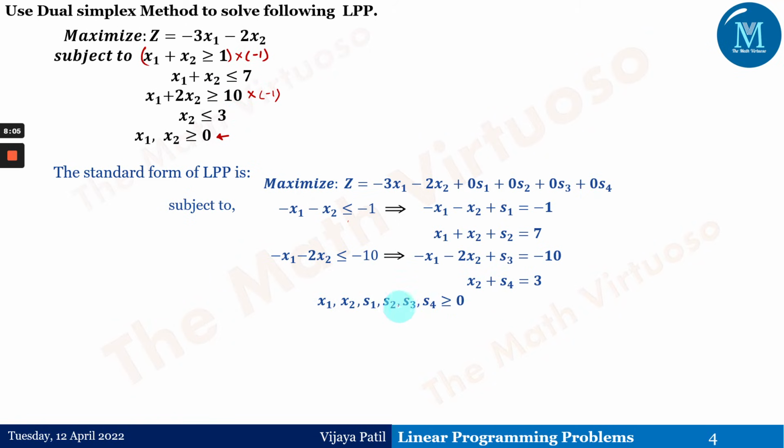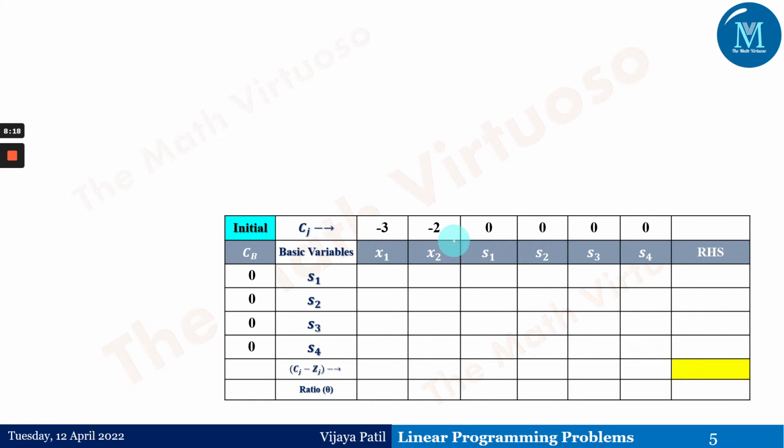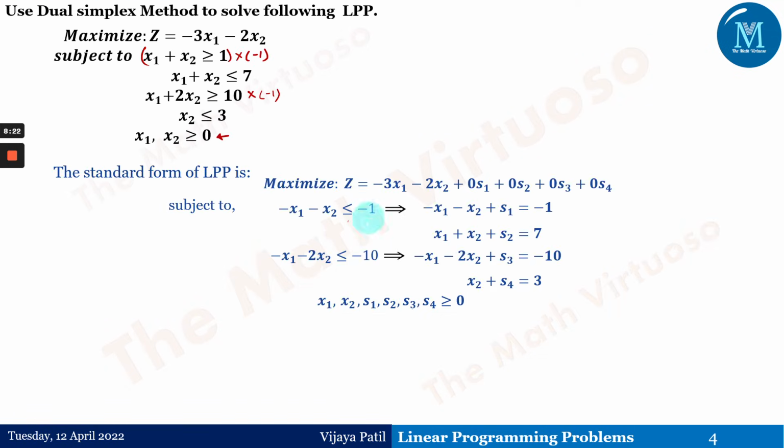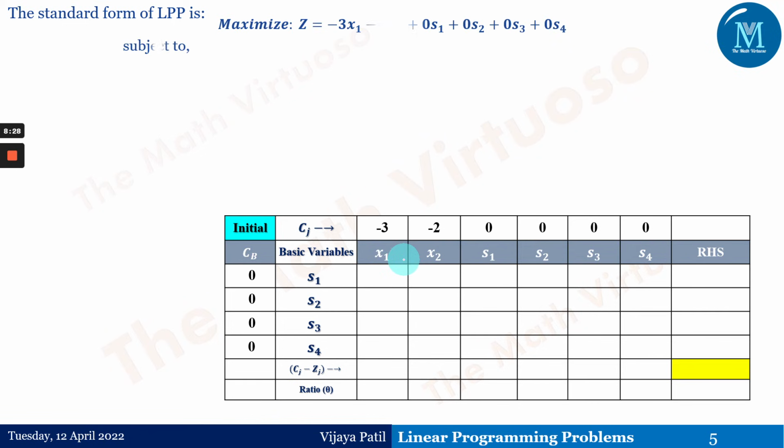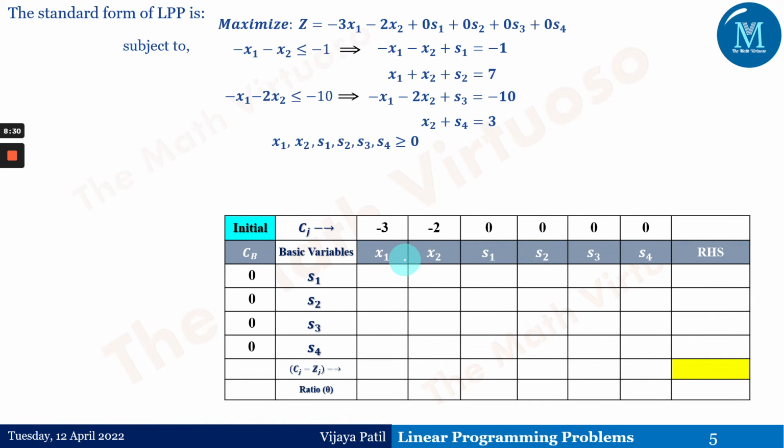Then all of them have the non-negativity constraint, and we add s1, s2, s3, s4 in the objective function with 0 cost for all these slack variables. Now this is the standard form for this dual simplex method, which we have found. If we want to convert it into the table, we can do it this way. So this is the standard form of this equation.